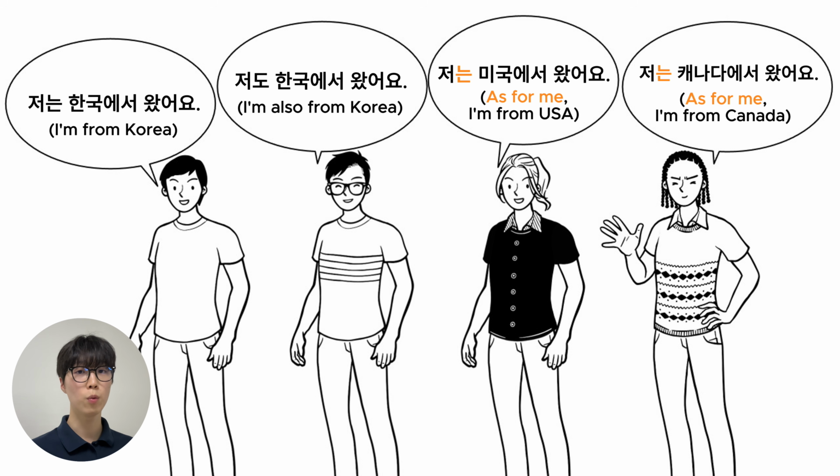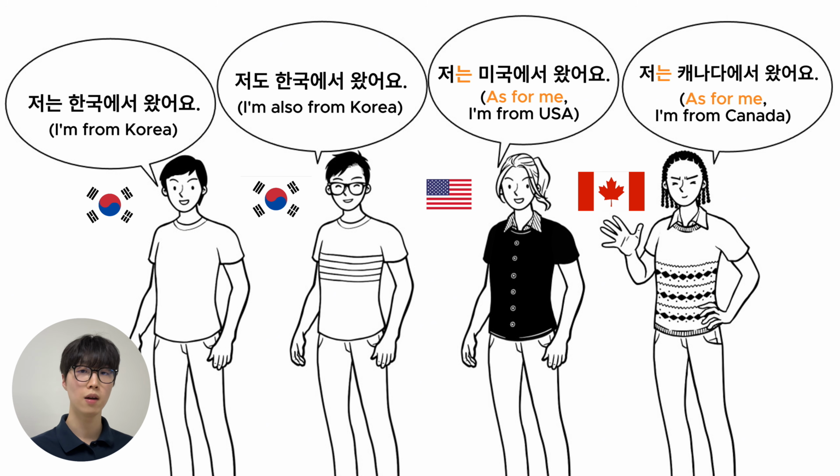From this example, we can know the first person and the second person are from Korea. They're talking about that they're from the country Korea. But then, when the third person says, I'm from USA, there has been a transition within the context. But then, the fourth person also says, I'm from Canada. There has also been another transition. That's why he said, 저는 캐나다에서 왔어요.